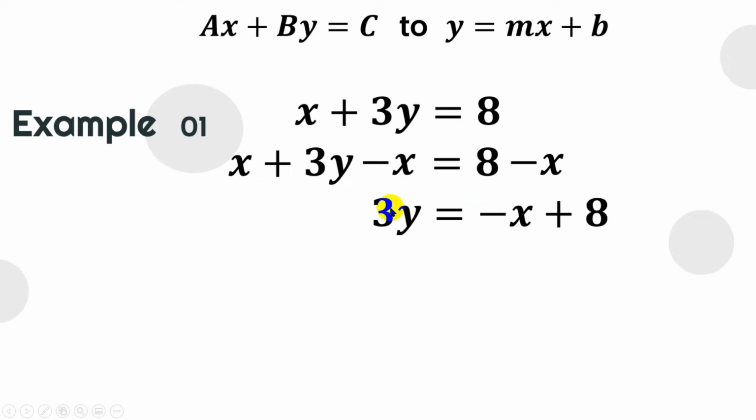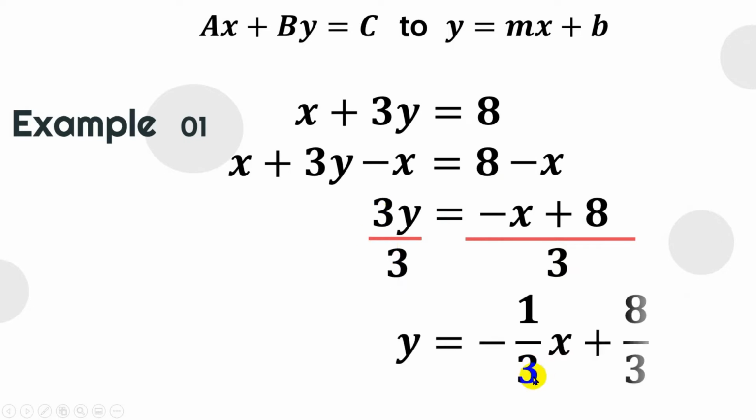So, considered na ba ito as slope-intercept form? Hindi pa po. Bakit po? Kasi kailangan yung y natin is 1 lang yung numerical coefficient niya. Eh dito po meron pa tayong positive 3. So what we're going to do is to divide both sides by positive 3. So pag dinivide natin both sides by positive 3, magkakaroon tayo ng y equals negative 1/3.